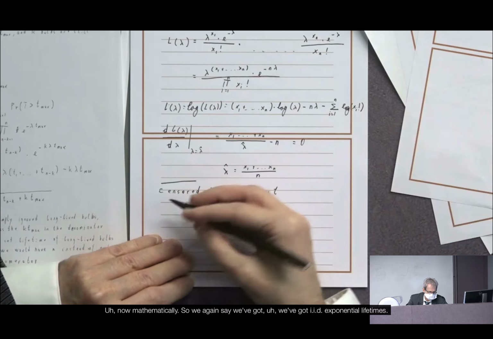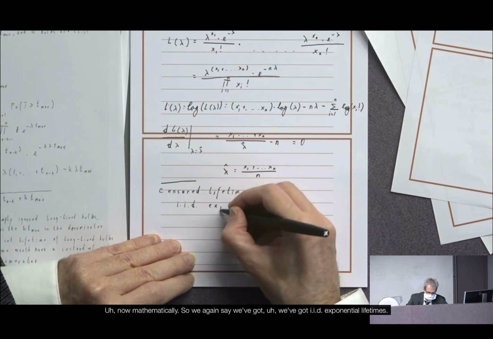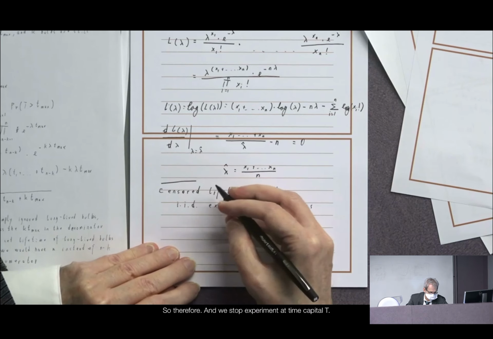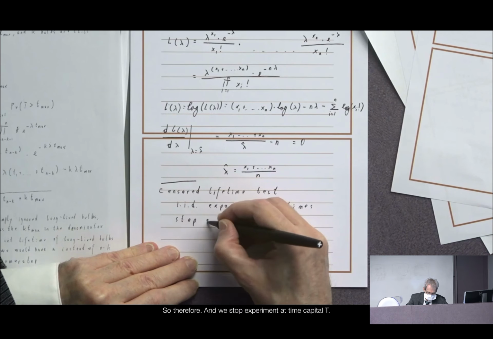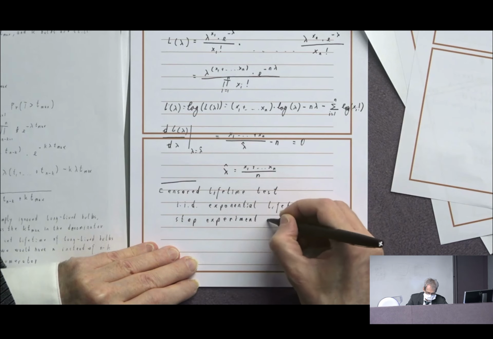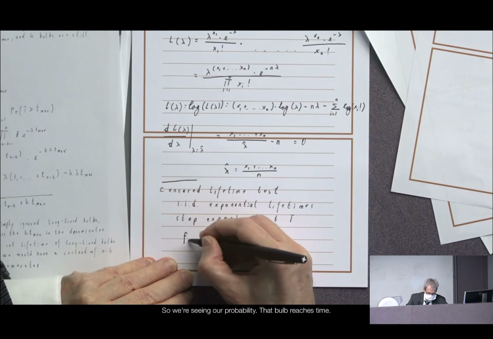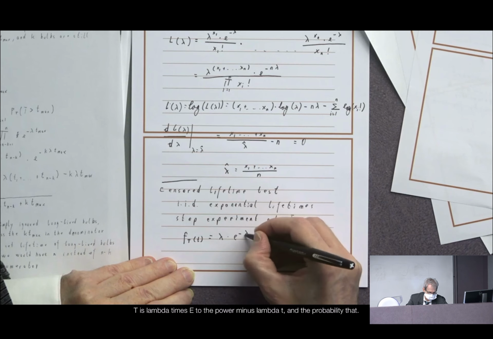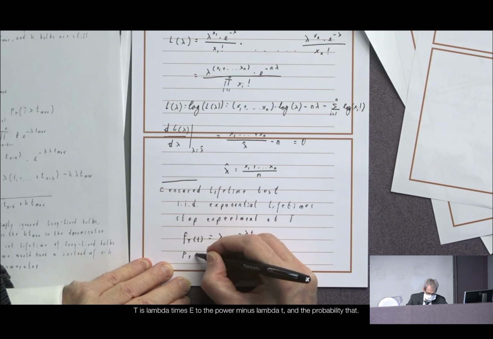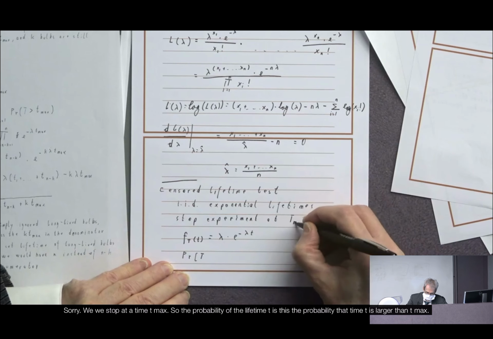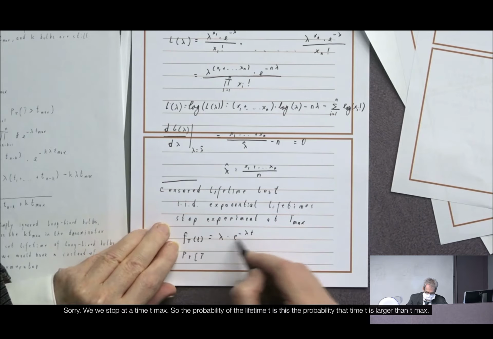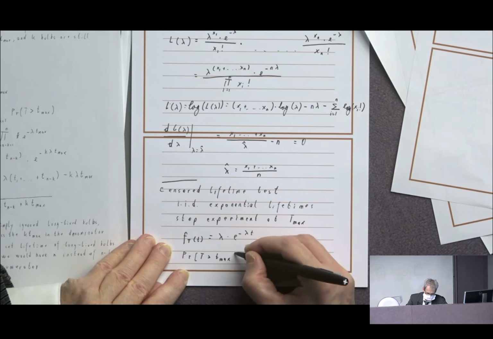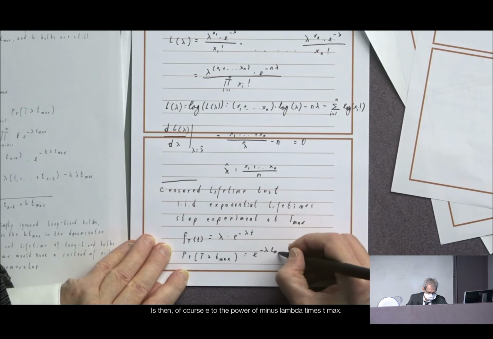So we're again saying we've got IID exponential lifetimes, and we stop the experiment at time capital T. We're saying the probability density that a bulb reaches time t is lambda times e to the power of minus lambda t, and the probability that we stop it at time t max. So the probability of the lifetime t is this. The probability that time t is larger than t max is then, of course, e to the power of minus lambda times t max.